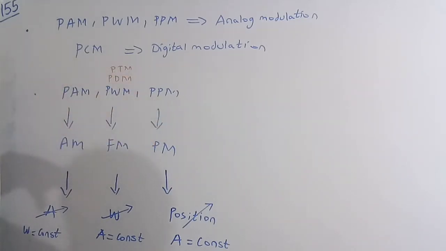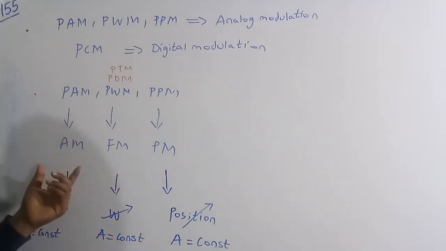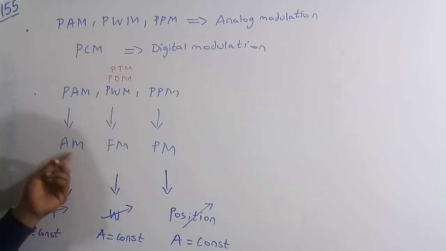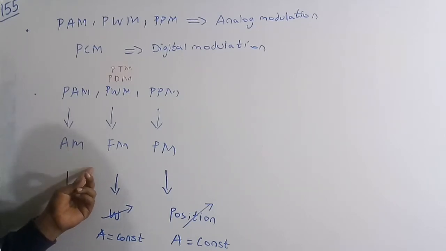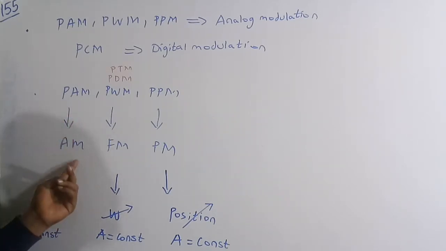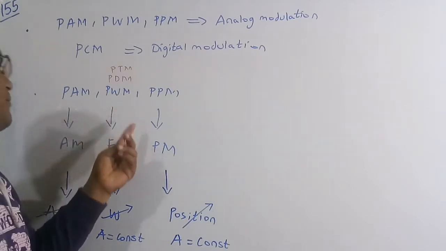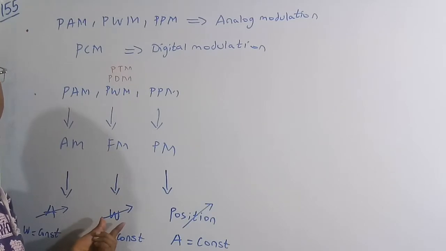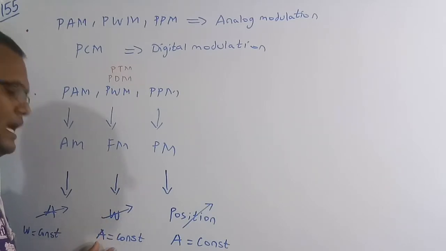So basically in pulse amplitude modulation we are going to change only the amplitude of the output, or we can say only the amplitude part of the carrier signal we are going to change but not the width. So it is similar to AM. In AM also we change only the amplitude but not the frequency, where width is nothing but the frequency. So only the amplitude part we change in PAM, so it is similar to AM modulation. In PWM we are going to change only the width of the carrier signal but not the amplitude.